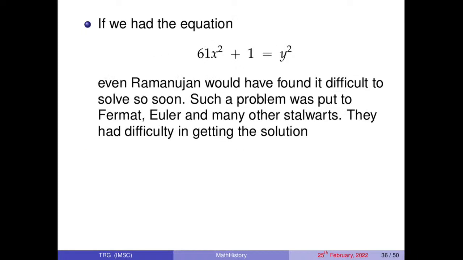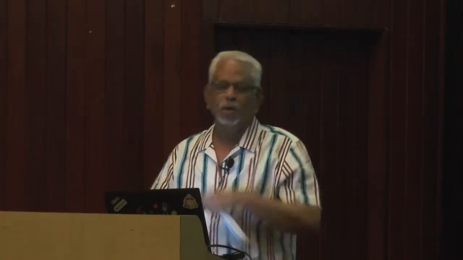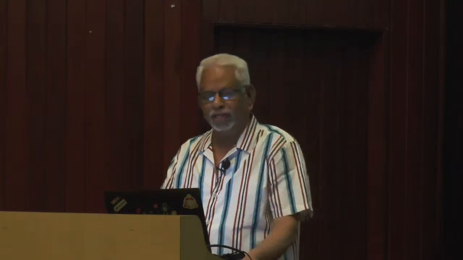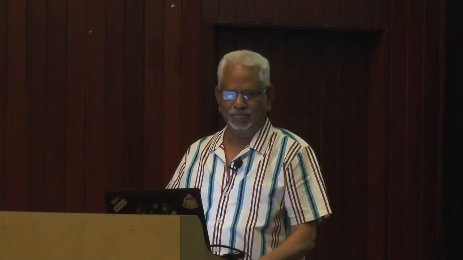Now this is where the punchline is coming. If he had the equation 61x squared plus 1 is equal to y squared, not 2x squared plus 1, even Ramanujan would have found it difficult to solve so soon. It is a very difficult thing. Such a problem was posed by Brahmagupta himself. He wrote 61x squared plus 1 is equal to y squared. Solve it. Nobody solved it for 400 years, like Fermat's last theorem, nobody solved it for 400, 500 years. It was Bhaskara who solved it.